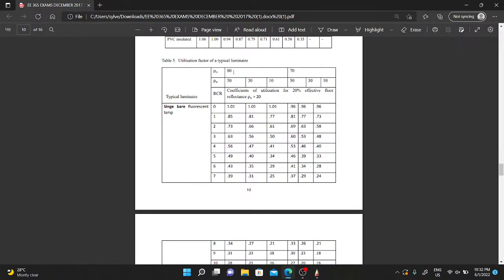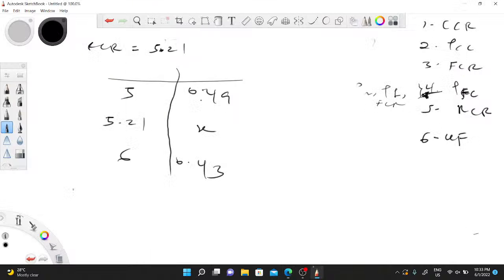So at 80 and at 50 and at 5, we have 0.49. I'm circling it with my cursor. And at 80 and at 50 and at 6, we have 0.43. So you evaluate x, and then you get your x to be equal to 0.4774. So now this x we found here is our utilization factor. You can put UF here straight forward if you want. So the answer you get, just get your UF straight.